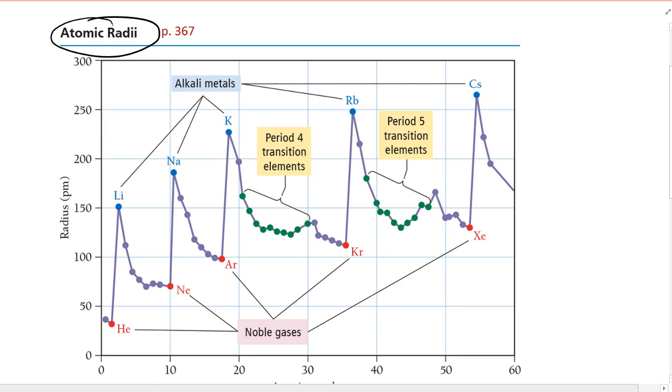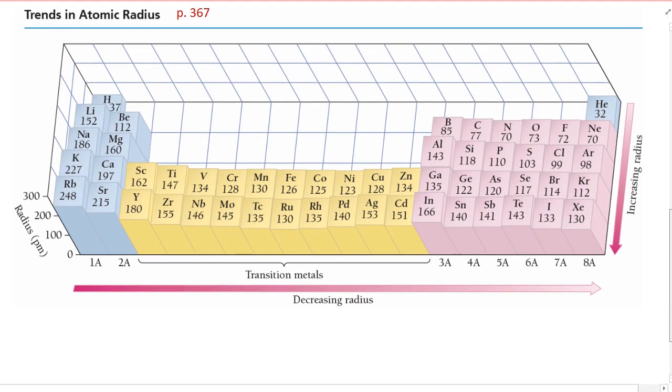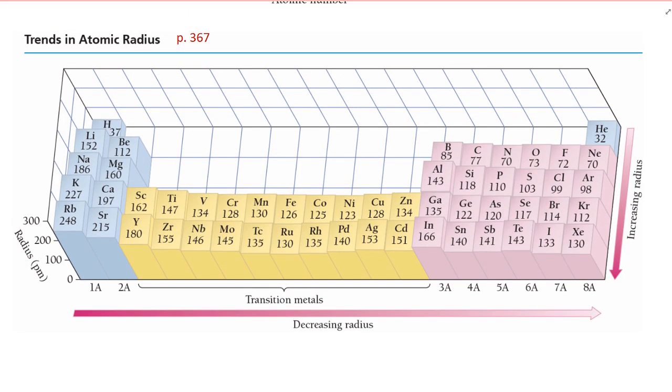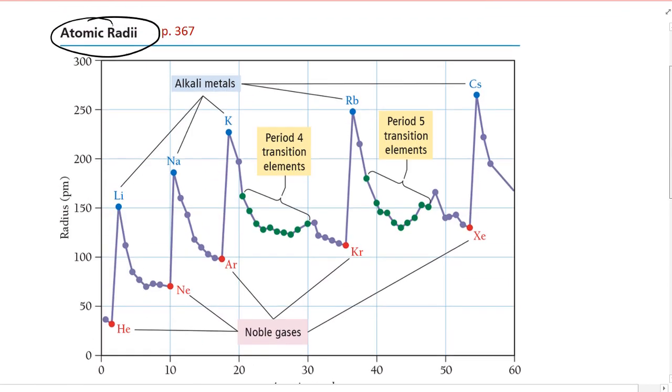So take a look at this data. And I have it presented here another way, so you can look at this graph, or I also have this in table form, like this right here. What are the trends in the radii within the periodic table? So we'll look at this. Look at this right here.